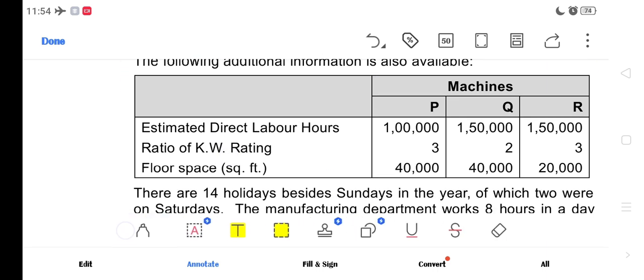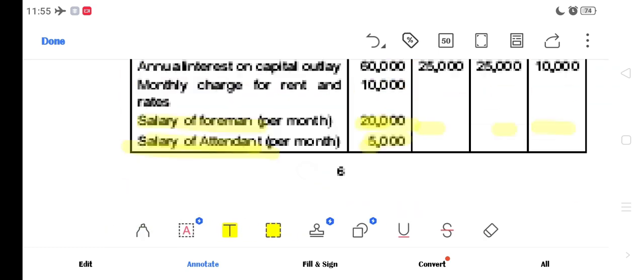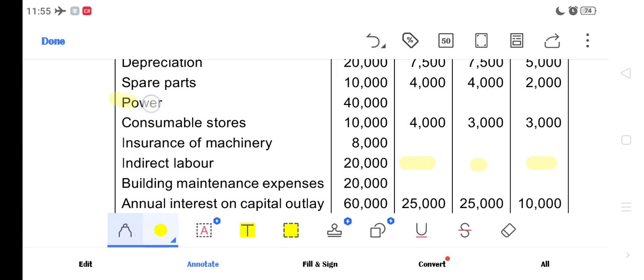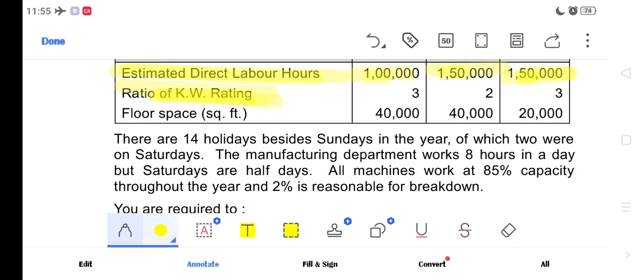There is some additional information also given. Estimated direct labor hours they have given, which is useful for calculating direct and indirect labor, and ratio of kilowatt rating. This is for power. They haven't given any apportionment for power, so this is the clue: the ratio of kilowatt rating. Based on this we are going to apportion the power expenses.